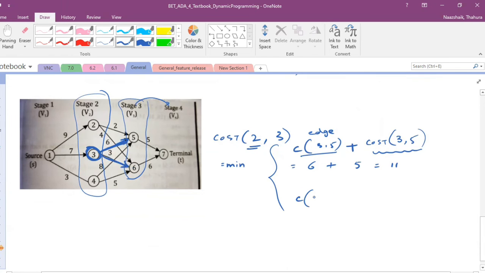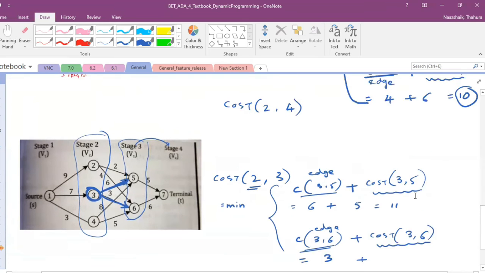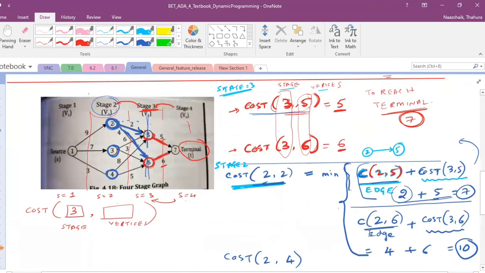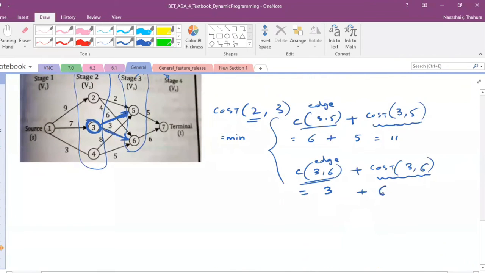So you have the cost of direct edge 3 to 6. This is again an edge plus the cost of going from this stage. So we have stage 3 vertex 6. This is 3, for this. Plus this, remember, you don't have to calculate. You will get it on top. 3 to 6 is 6. So this is 11, this is 9.